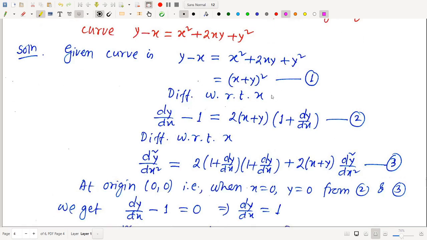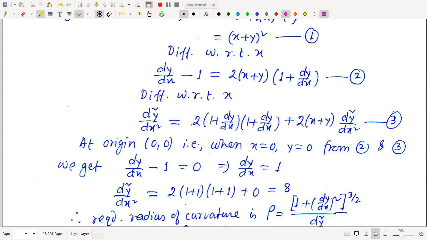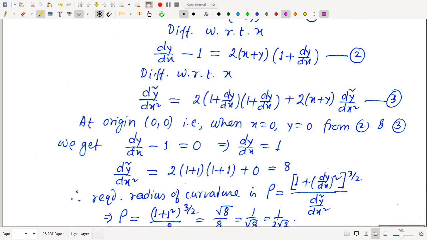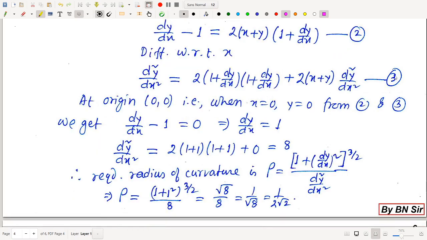So differentiating with respect to x, we get dy by dx minus 1. The right side is x plus y square, which means 2 into x plus y into d by dx of x plus y, that is, 1 plus dy by dx. Without simplification, let us again differentiate with respect to x. The left side will be d square y by dx square, the derivative of 1 is 0, and on the right it is a product: 2 into the derivative of x plus y, which is 1 plus dy by dx, into the already present 1 plus dy by dx, plus twice x plus y into the derivative of 1 plus dy by dx, which will be d square y by dx square. The derivative of 1 is 0. So this is line number 3 we have marked.